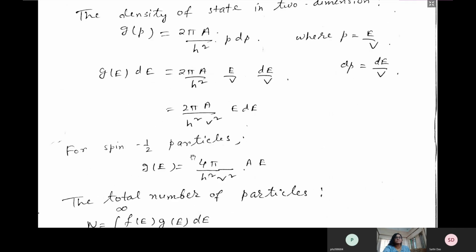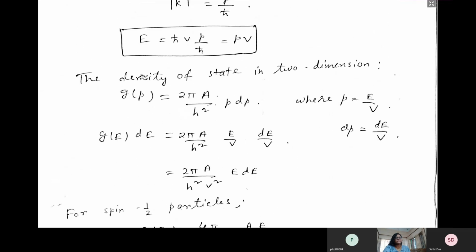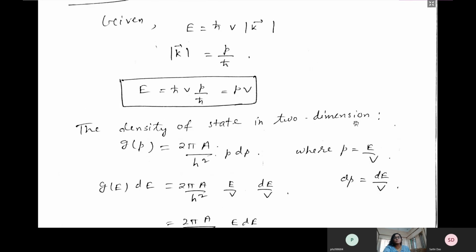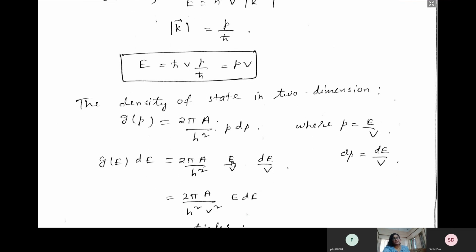So what I have done here is the same: the density of states g(p) can be written as 2 pi A p dp by h square, since it is in 2 dimensions. You have to understand here that it can be volume, it can be area, it can be length, depending upon the dimension of the system. And whenever you are finding it in 2 dimensions, the area in the phase space will be A into 2 pi p dp, divided by the area of the unit cell, that is h square. So that is why here it is 2 pi A p dp by h square.